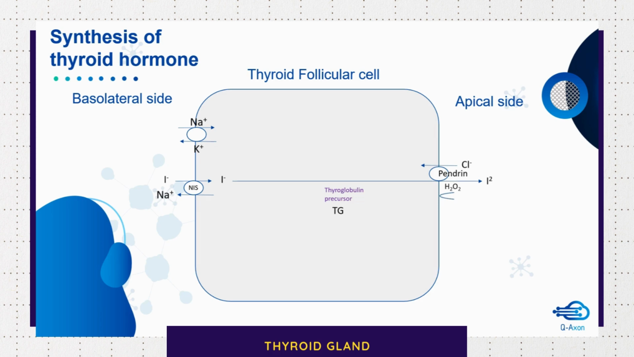The iodide has to be converted to iodine. This takes place in the presence of hydrogen peroxide and the enzyme peroxidase. This iodine that is formed is pumped into the apical side through the chloride iodide pump. It is called pendrin. You can see here the pendrin is located on the apical side. The iodine, now on the apical side, combines with the thyroglobulin. This process is called organification.